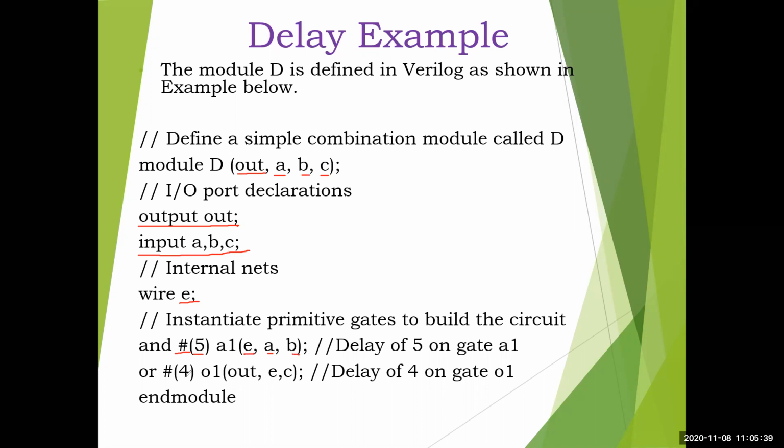Similarly, next you have the OR gate, which has a delay of 4. Its instance name is given, the output is out, and the inputs are E and C. That is, the output of the AND gate and the C input are the inputs. So this is very simple.